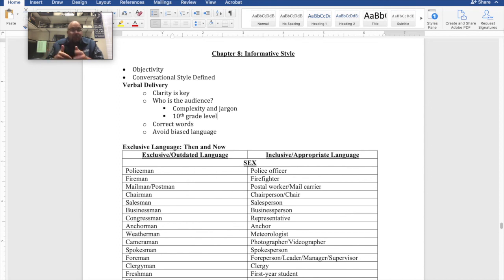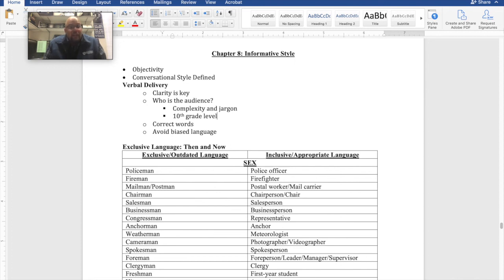Both are technically grammatically correct, but I don't want you to get your audience caught up on your pronunciation of a word or your use of a word and then lose their attention, right? So that's what we're trying to avoid here. This again applies for this informative style, but it's also the same for persuasive. If you lose them, they're not going to be persuadable because they're not paying attention.